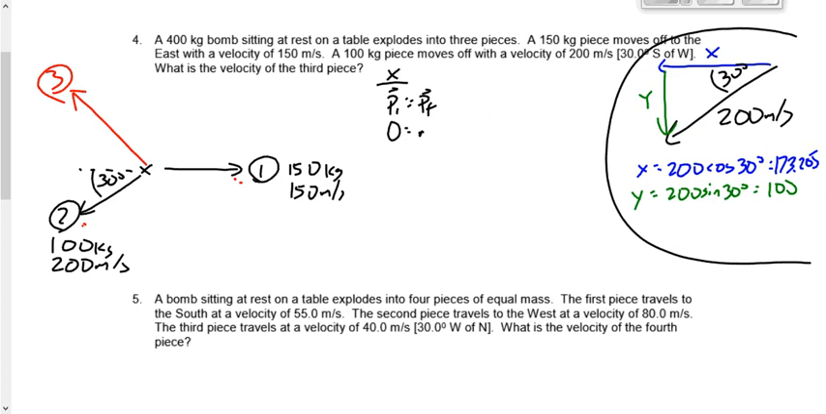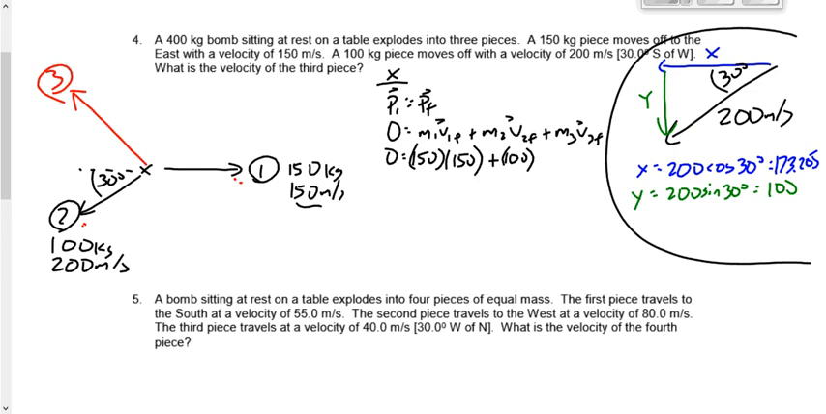Pf is m1 times v1f plus m2 times v2f plus m3 times v3f. Man, I wish the masses were the same, because what could I do if the masses were the same? Yeah, cancel them out. I think that happens in question number 5. 150 times 150. But the whole thing, 150, is x component, none of it is y, so let's have that in. M2 is 100.